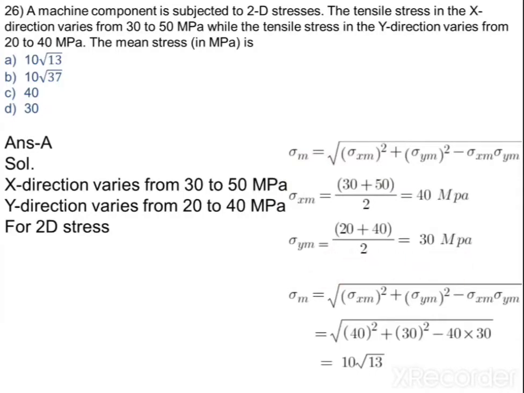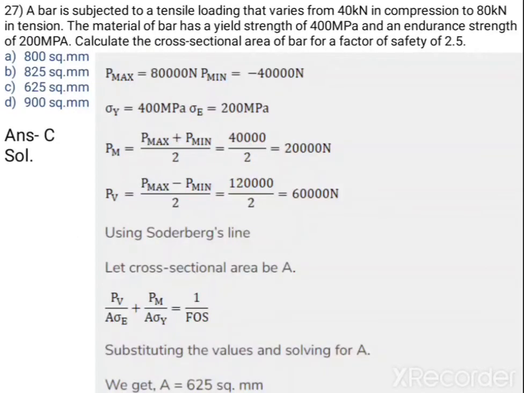Just put the values of sigma xm and sigma ym in the above formula, you will get the mean stress, that is nothing but 10 under root 13, and option number A is the right option for that. Now question number 27.